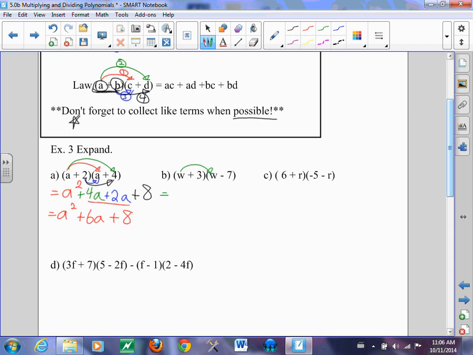First is going to be w times w, which is w squared. Outside is going to be negative 7w. Inside is plus 3w. And last is negative 21. First, outside, inside, last. When we collect like terms, you're going to have w squared minus 4w minus 21.